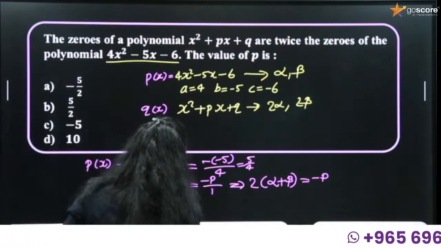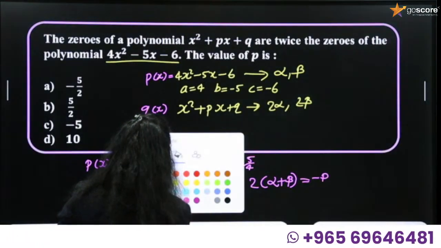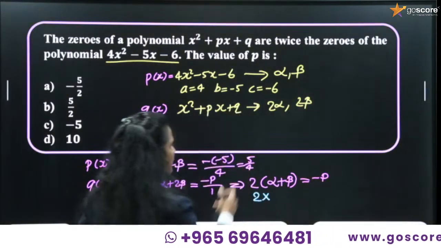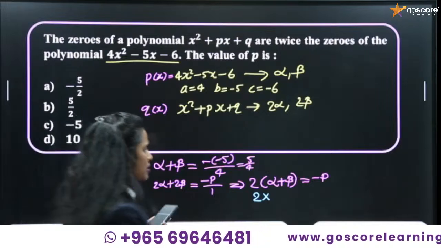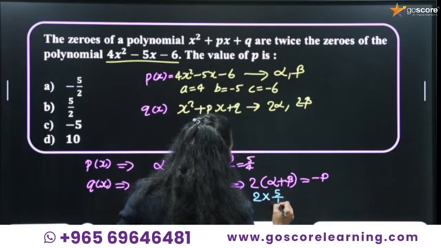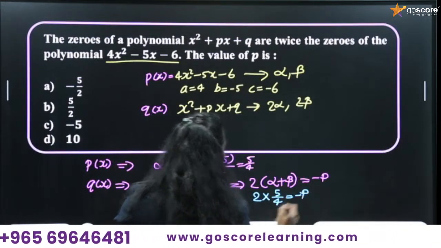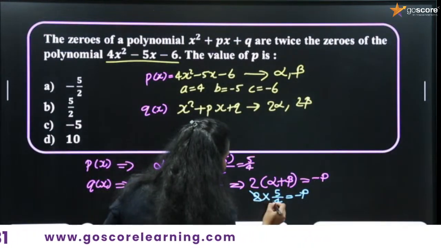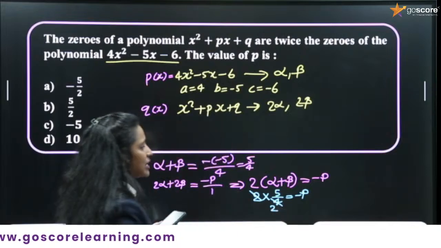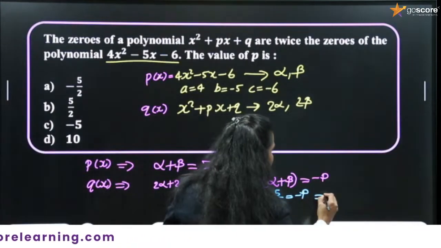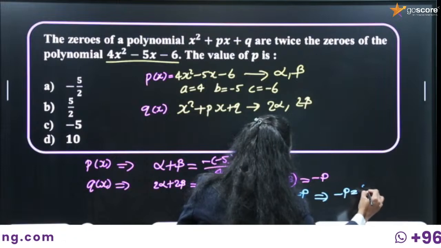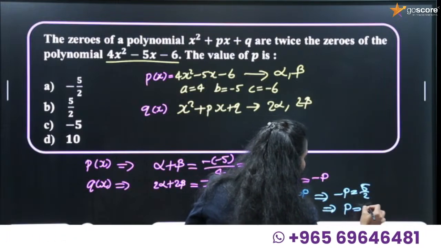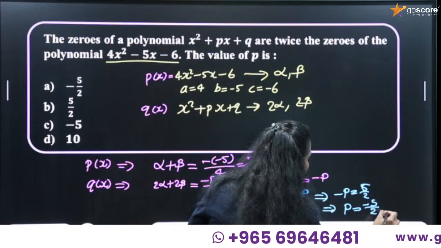Okay, now 2 into, what is alpha plus beta? We already got 5 by 4. So 2 into 5 by 4 is equal to minus p. Okay, 2 into 5 by 4, so I can cancel this 2 and 4. So minus p equal to 5 by 2. That implies p is equal to minus 5 by 2.